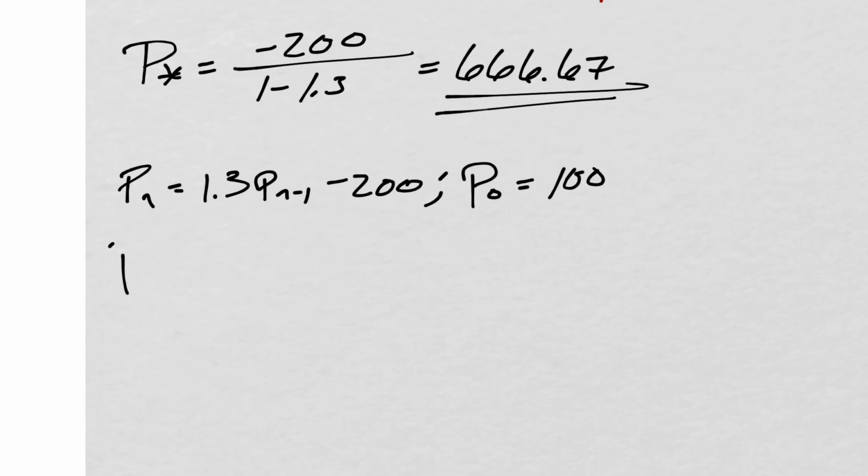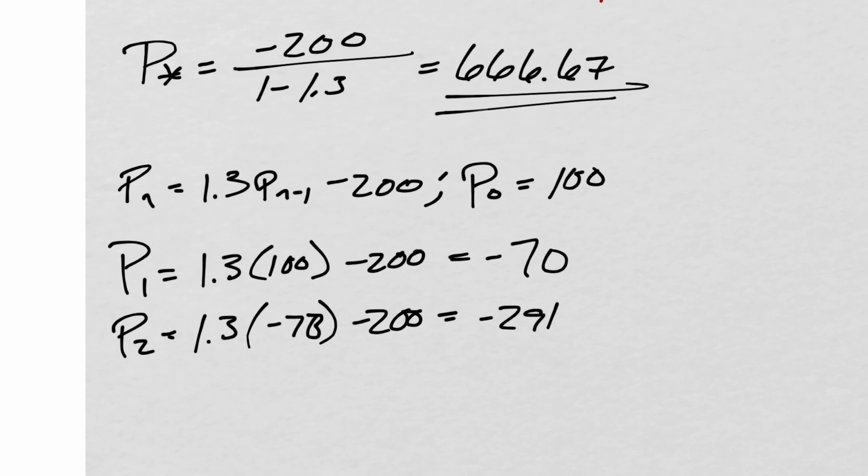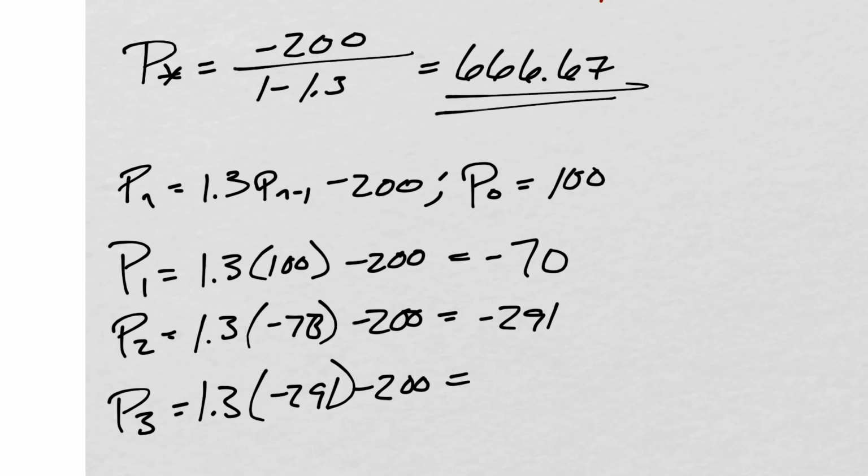We know P naught's 100, so that means P1 is equal to 1.3 times 100 minus 200, which is equal to, let's see, negative 70. P2 is going to be 1.3 times negative 70 minus 200, which was negative 291. And then P3, 1.3 times negative 291 minus 200, which equals negative 578.3. And so we can think of this graphically.